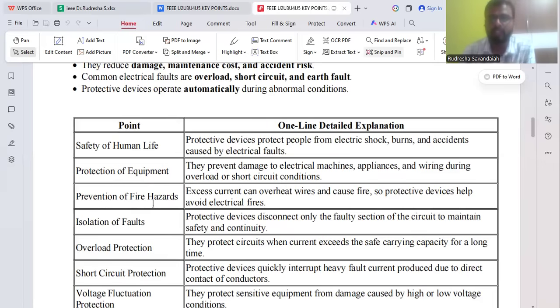Prevention of fire hazards: excess current can overheat wires and cause a fire, so protective devices help avoid electrical fires. Isolation of faults: protective devices disconnect only the faulty section of the circuit to maintain safety and continuity. Overload protection.